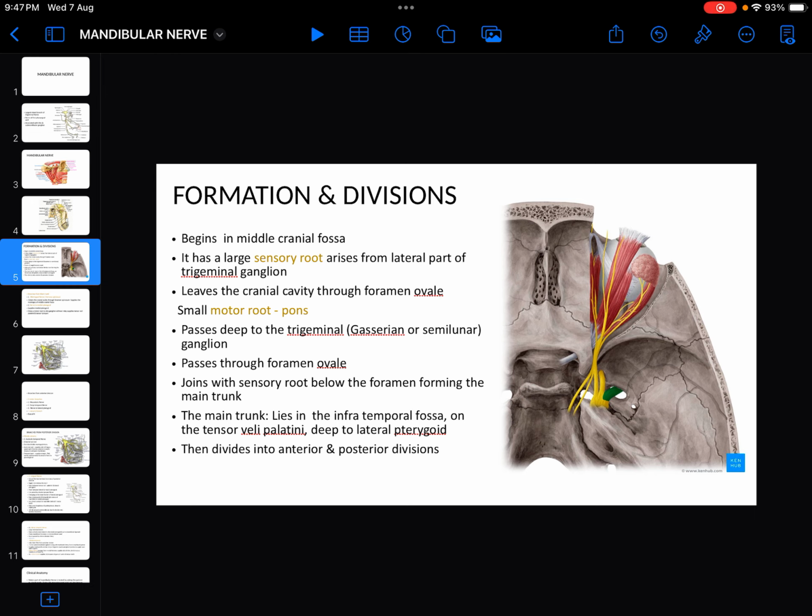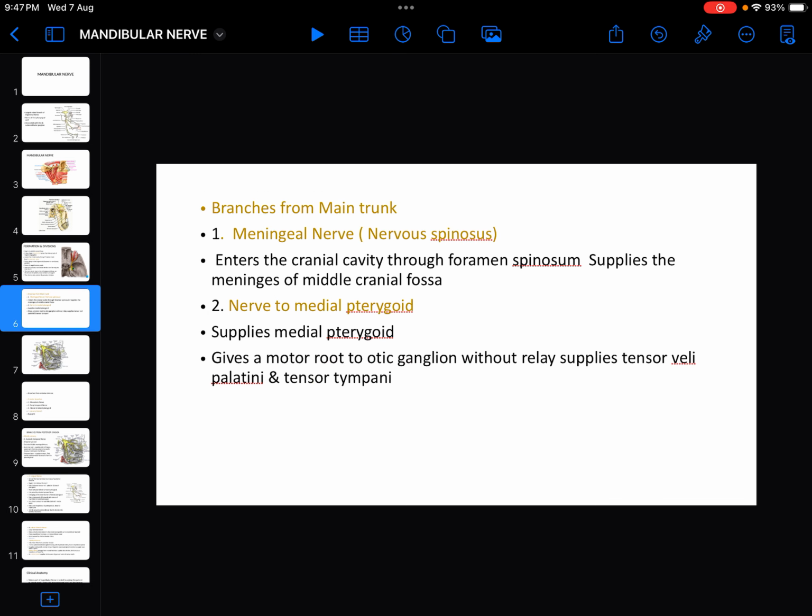That is, the motor root and the sensory root leave the cranial cavity through the foramen ovale, and both these roots reach the infratemporal fossa, where they unite to form the main trunk of the mandibular nerve. The mandibular nerve trunk is short, and after a short course, it divides into a small anterior and a large posterior division.